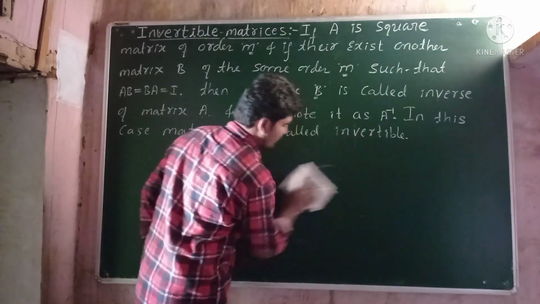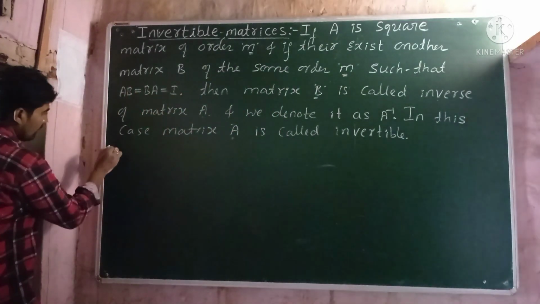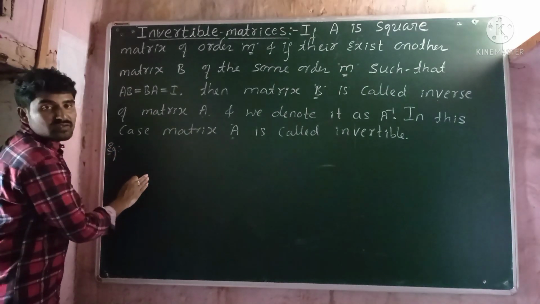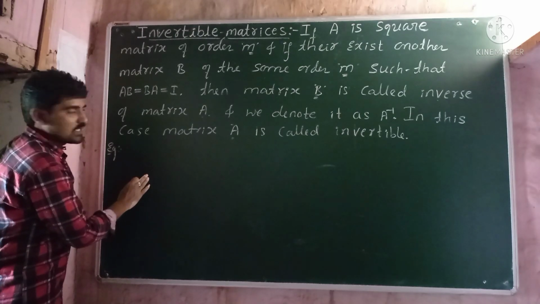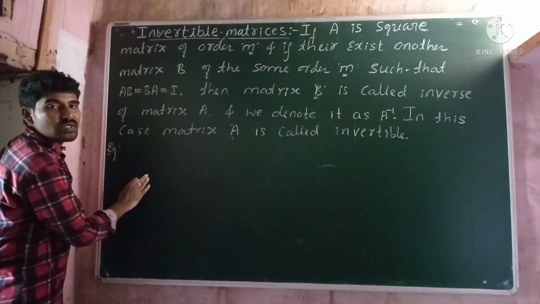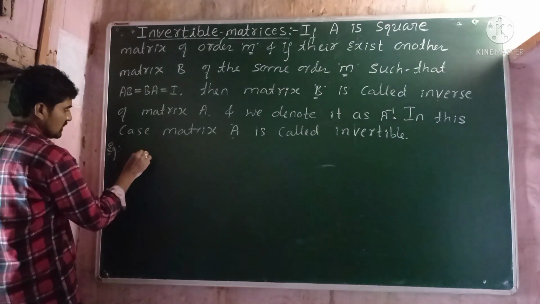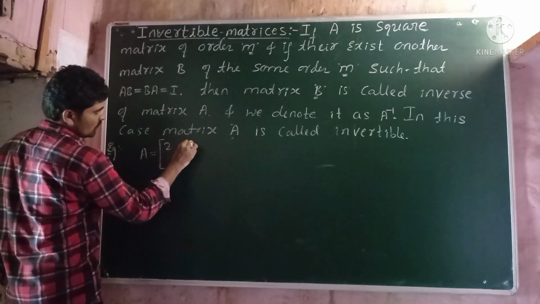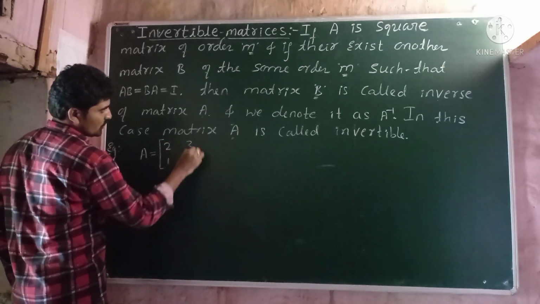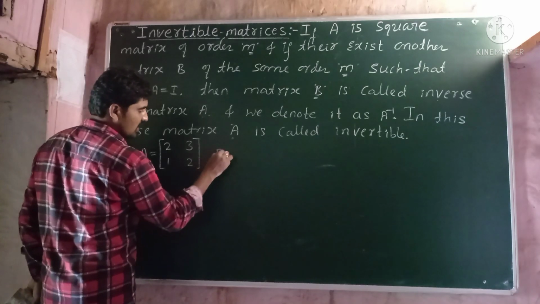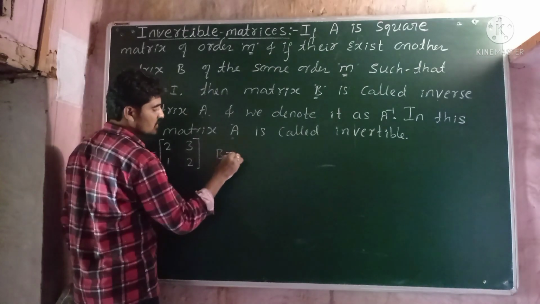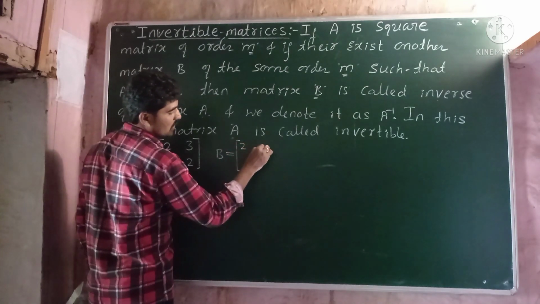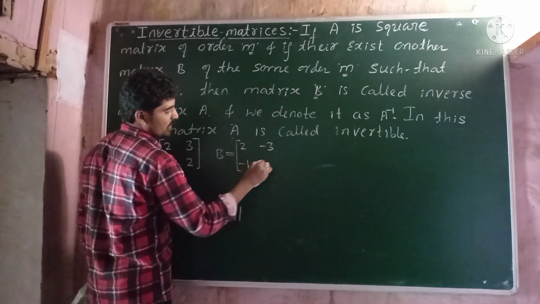Let us consider an example. Let A is a square matrix of order 2. Means matrix A has 2 number of rows and 2 number of columns. And the elements of matrix A are 2, 3, 1, 2. And B is another matrix whose order is also 2 cross 2. And the elements are 2, -3, -1, 2.